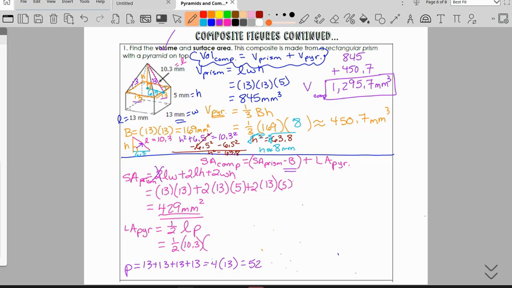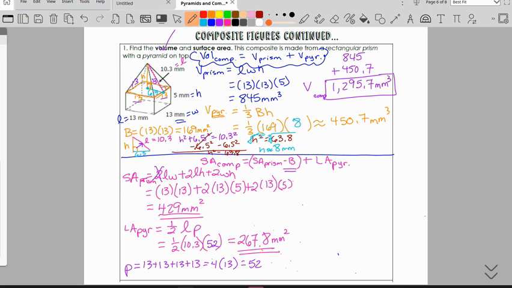All right, now that I have the perimeter of the base, I can plug that in. That's 52. If I check my formula, we did half the slant height times perimeter of the base. So I'm going to put that in my handy dandy calculator, and I get 267.8. That's area, so that's millimeters squared. Okay, and that's my second part that we needed.